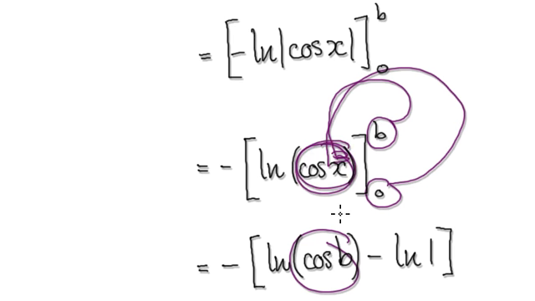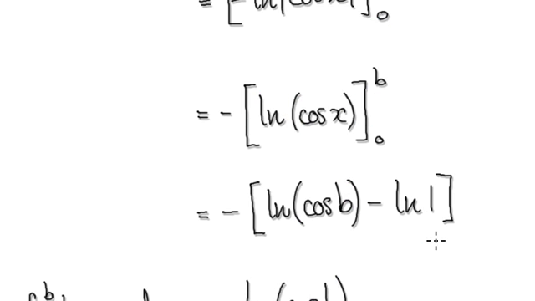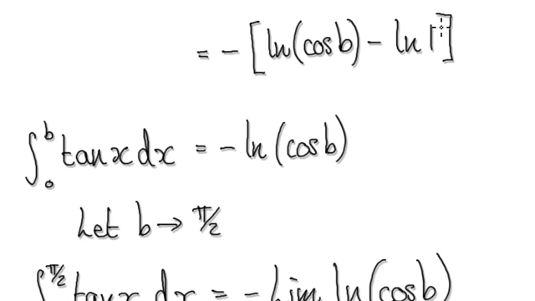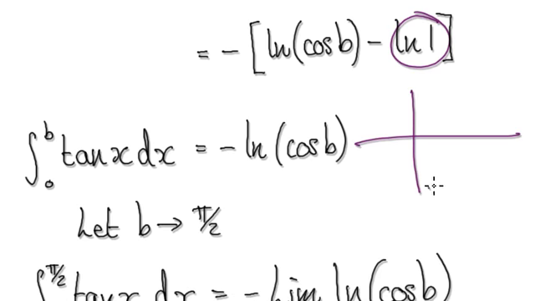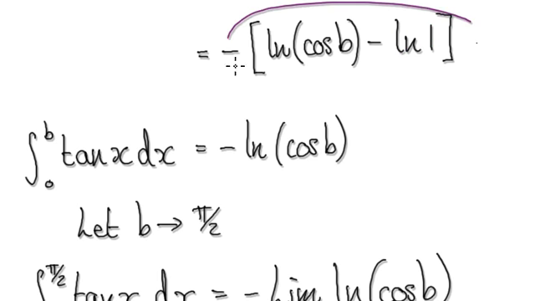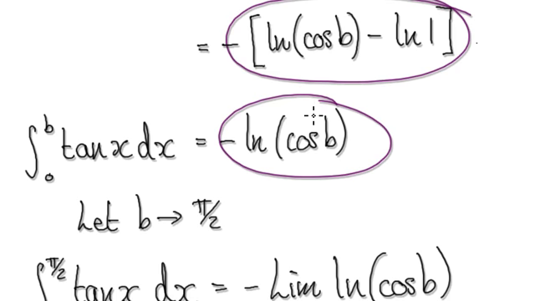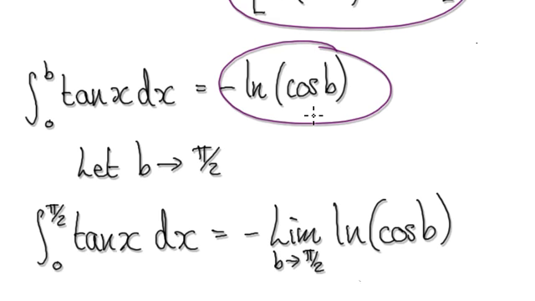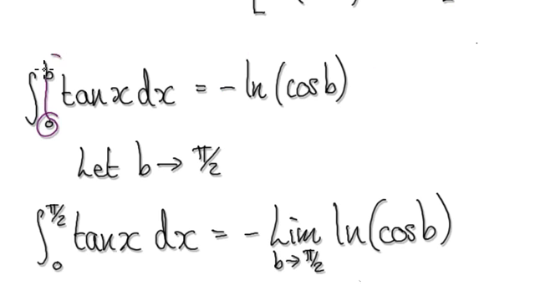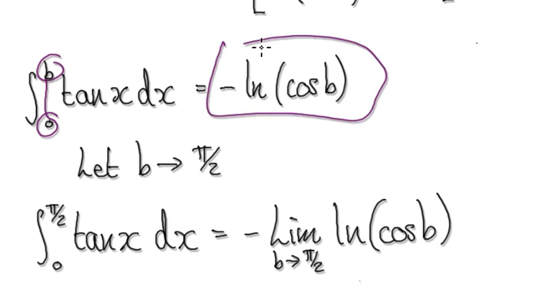Cos of 0 will be 1, so you've got natural log of 1. If you look at the natural log graph, it looks like this. Natural log of 1 is 0, so this thing here is going to disappear and will then become this. So when you integrate from 0 to b, it will give you this thing here.